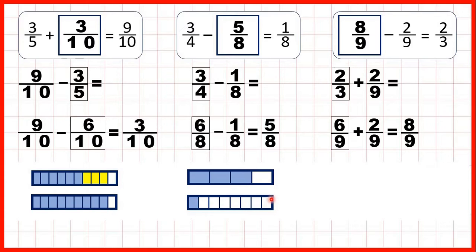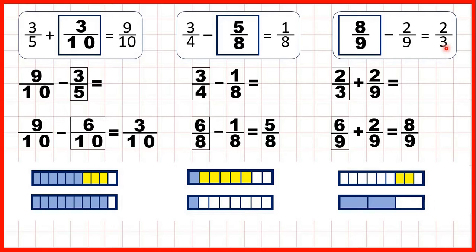Then, for this middle question, we had 3/4, and we knew that something had been subtracted to make 1/8. 3/4 is the same as 6/8, so we can see that 5/8 must have been subtracted to leave just 1/8. Then we knew that 2/9 had been subtracted to leave 2/3. But because 2/3 is the same as 6/9, we can add that to 2/9 to get 8/9 altogether. So that was our missing minuend.